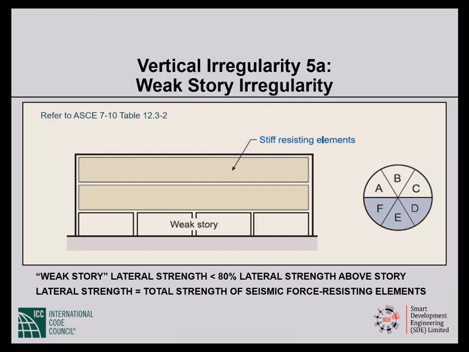The final one, weak story irregularity. Weak story 5A is where weak story lateral strength is less than 80% of lateral strength of story above. Lateral strength is the total strength of seismic force resisting elements. If you have columns or shear walls, how much total shear is carried by the columns and the shear walls. Okay, that would be the story strength. So lateral strength is less than 80% of the lateral strength of the story above. That's 5A.